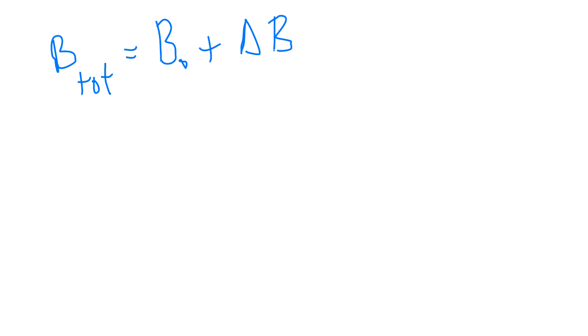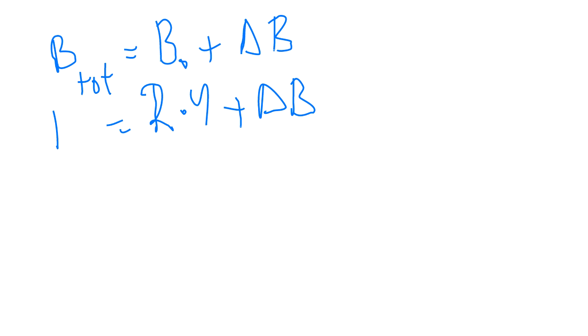That's the total magnetic field. Now he told me that B0 here is equal to 2.4, plus delta B, and this is B total. So that's what he told me. This is 2.4. Now he wants delta B. Right? He wants this one. Now remember what we said.